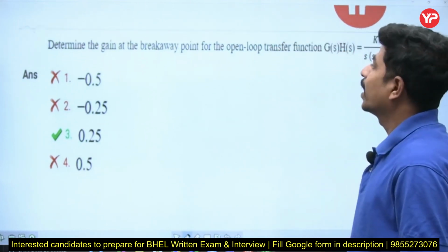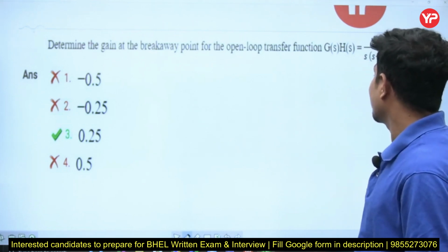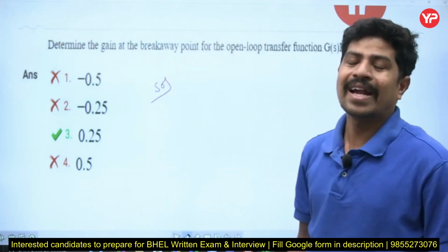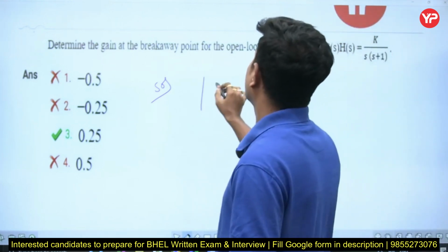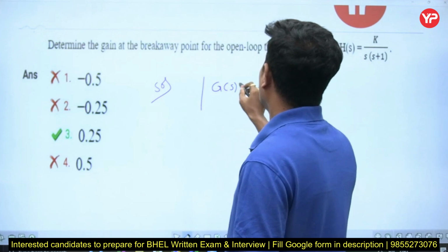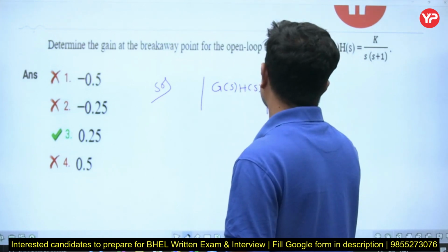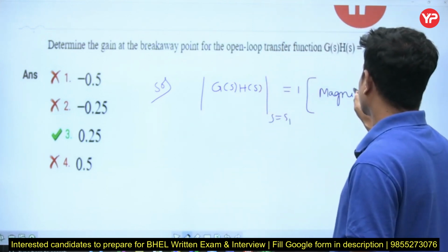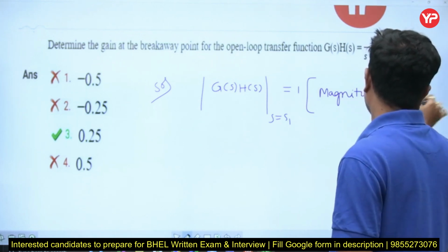Determine the gain at the break point of the open loop transfer function. G(s)H(s) is equal to K by s into s plus 1. This is very simple. Whatever may be the point, if a point exists on the root locus, it must satisfy the magnitude condition. What is the magnitude condition? The magnitude of the open loop transfer function at that particular point, s is equal to s1, must be equal to 1. This is the magnitude condition from the root locus diagram.